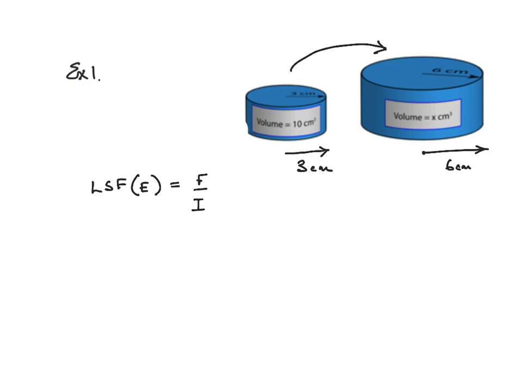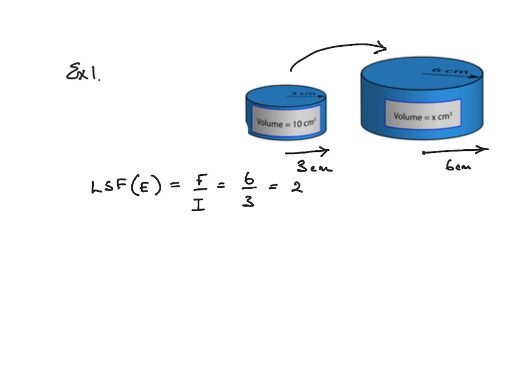We have 2 cylinders, and the base radius of the first cylinder is 3 centimeters, and the base radius of the second cylinder is 6 centimeters. Let's work out the volume of the second shape. So the first thing to do then is the linear scale factor. Enlargement, that's the scale factor that will take us from shape 1 to shape 2. Nice and simple. Final over initial, that's 6 over 3, and that's 2.